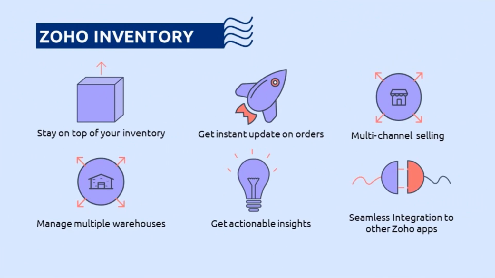In Zoho Inventory, you will always be on top of your inventory. You will know how much inventory is exactly there in which warehouse for which product. You will also get instant updates on your orders, how many orders are pending, how many orders are falling behind in terms of timelines, etc. It helps you not only sell through e-commerce, you can do multi-channel selling. So if you are doing direct sales through your retail stores, or you're doing sales through other channels, it will help you with that.